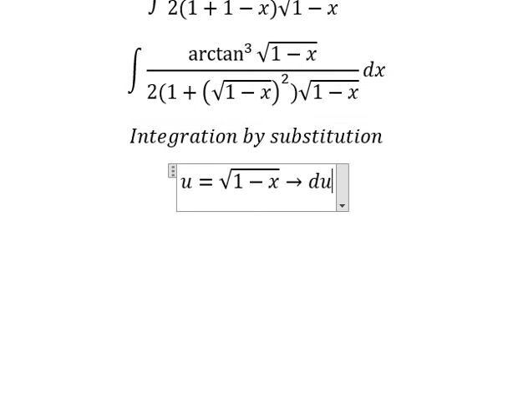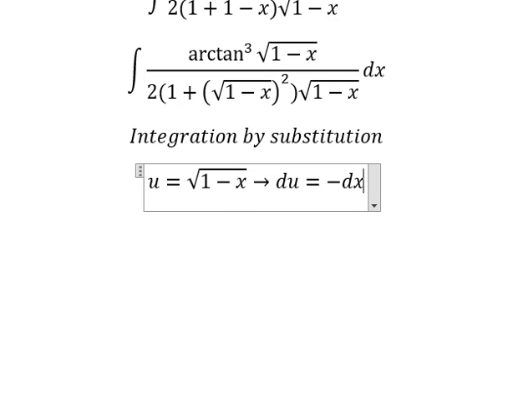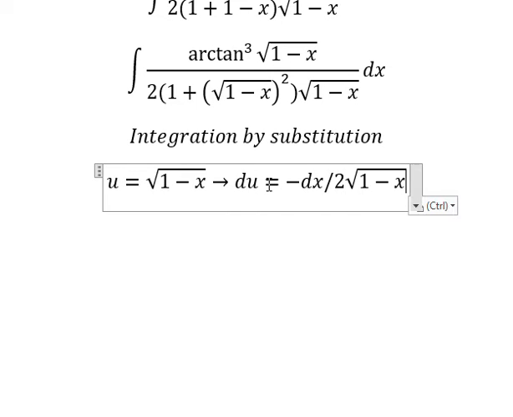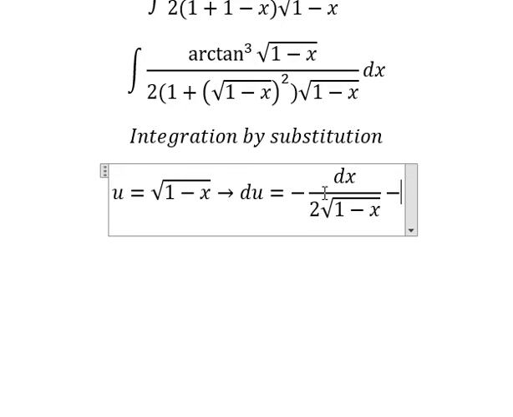If we first take the derivative of both sides, we have negative ds over 2 times the square root of 1 minus s. Because we don't have negative 1 over 2, we put negative 2 in here.